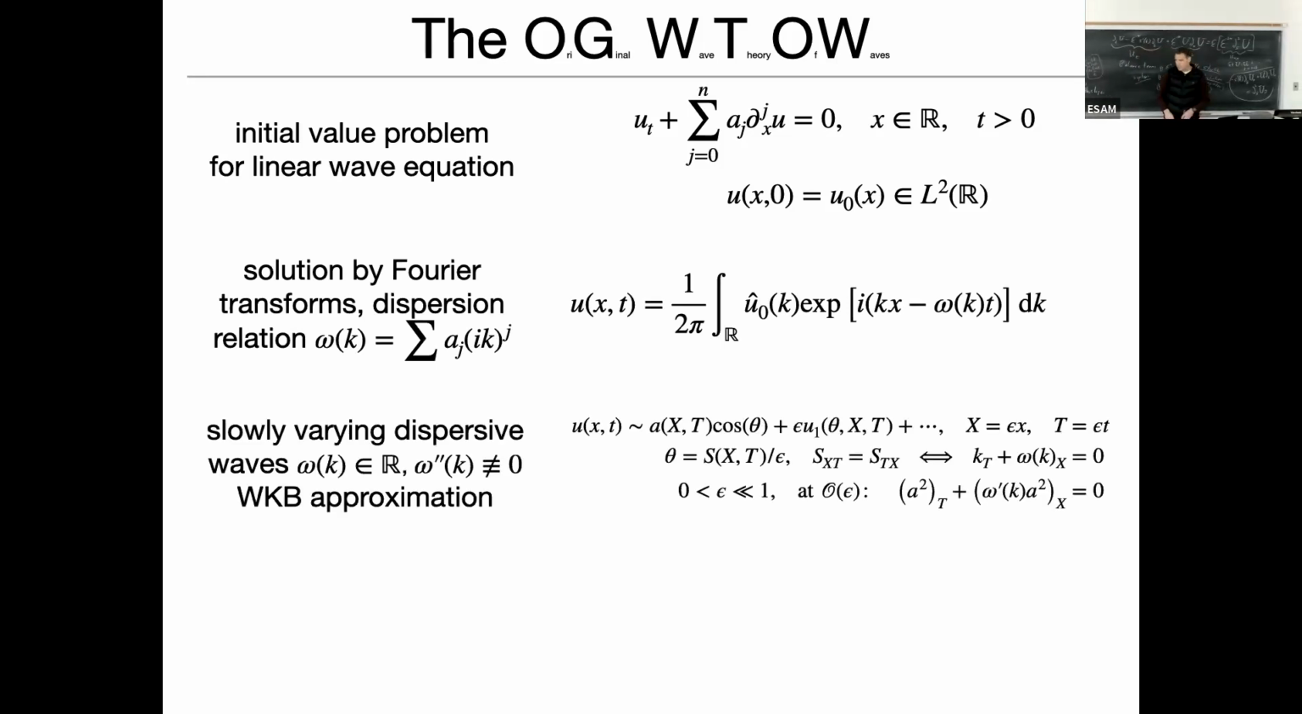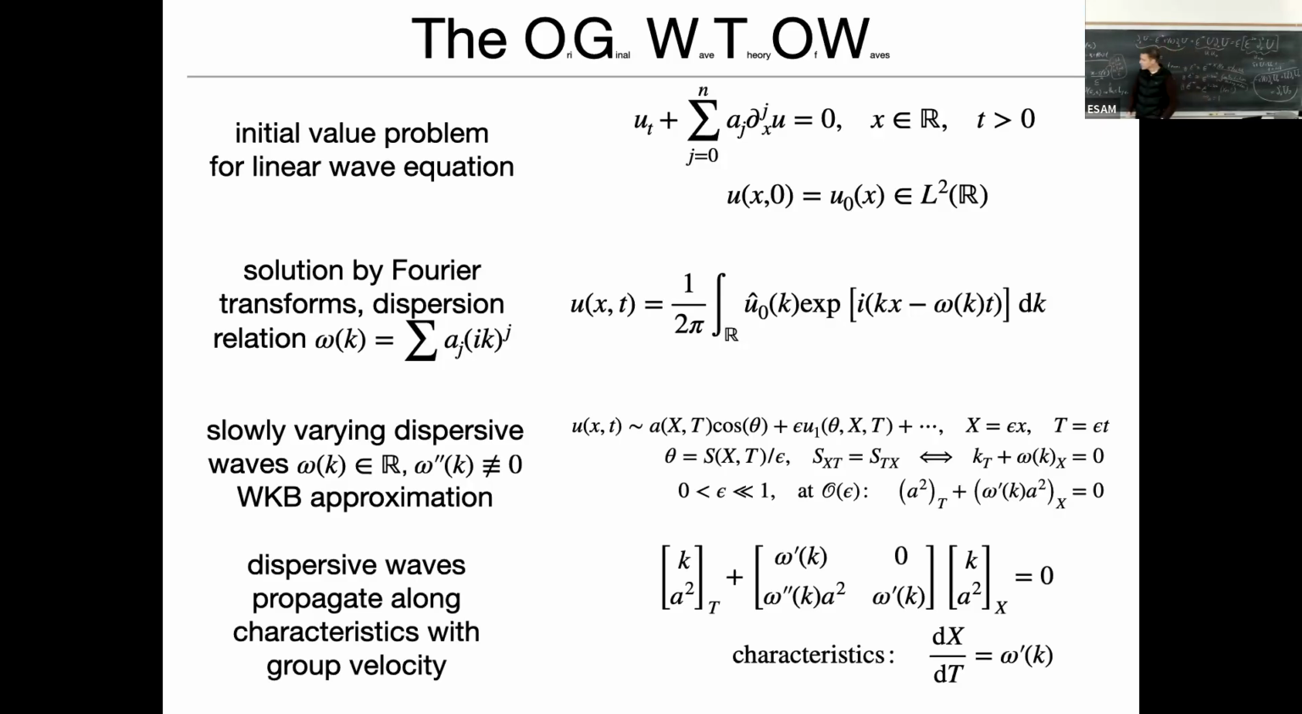And under the assumption of a real dispersion, so real frequencies only for all real k, and that the second derivative, a non-zero curvature for the dispersion, then there's interesting wave dynamics that you can describe using the WKB approximation. Okay, so you have a rapidly varying wave. I'm just putting a cosine here, and I have a slowly varying envelope. And if you go through the multi-scale analysis, you end up with these two equations here. And I'm going to re-express them in this way.